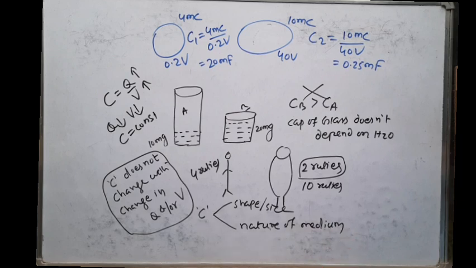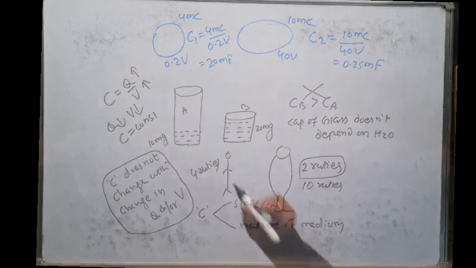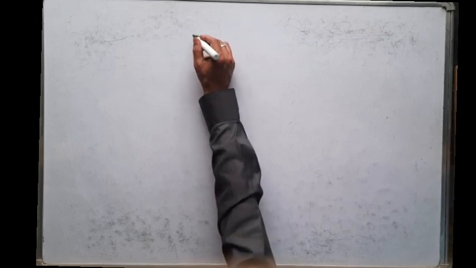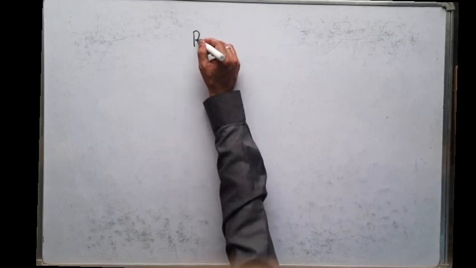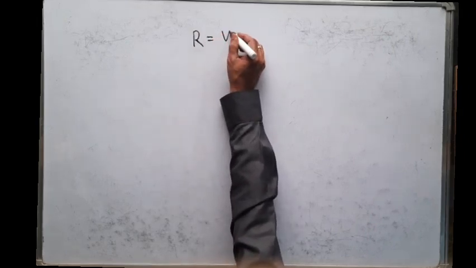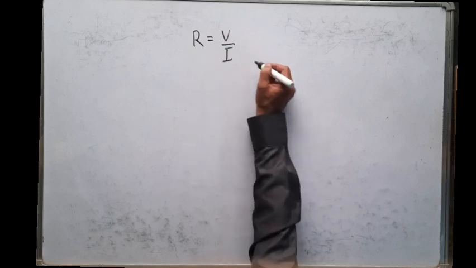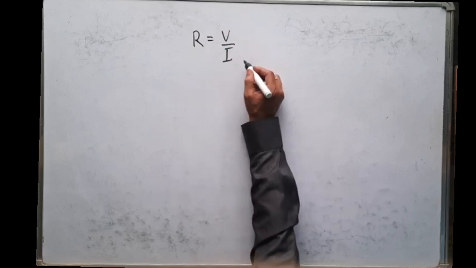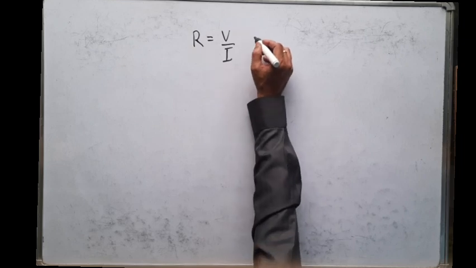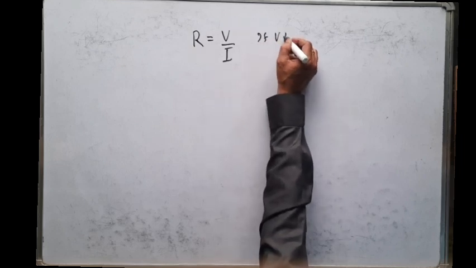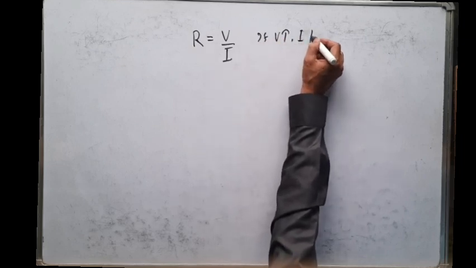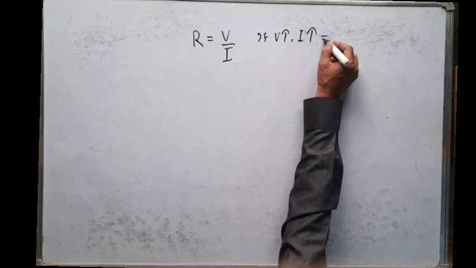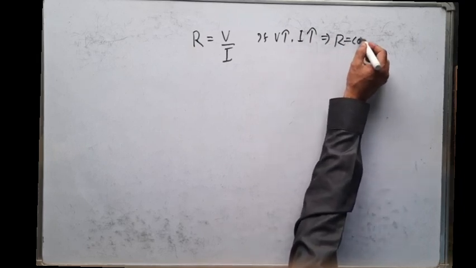Take the example. What is the resistance of a conductor? It is potential difference by current. So resistance is equal to V by I. If V increases, current also proportionally increases, so that resistance remains constant.